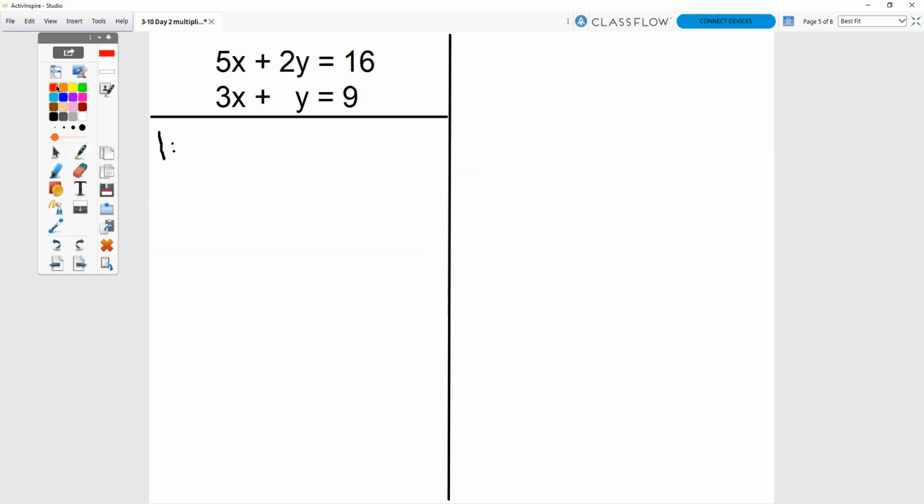So when we take a look at this third example, there's really a 1 in front of the y. I want to create opposites with my y's this time. The opposite of 2y is -2y. So I'm going to multiply this whole bottom equation by -2 because I'm trying to create a 2y and a -2y. Distribute, distribute, distribute. I'm just going to rewrite that top equation because I didn't touch it yet.